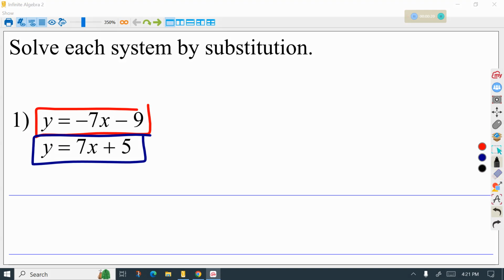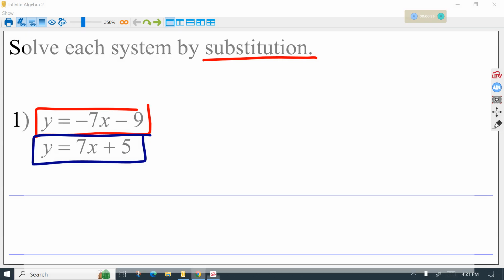Okay, 1, 2, and 3 ask us to solve each system using substitution. We have to use this method. We can't use another one. Okay, elimination is going to be for problems 4, 5, 6, and 7. So we need to use substitution. We can't pick another method. We can't just do whatever we want.